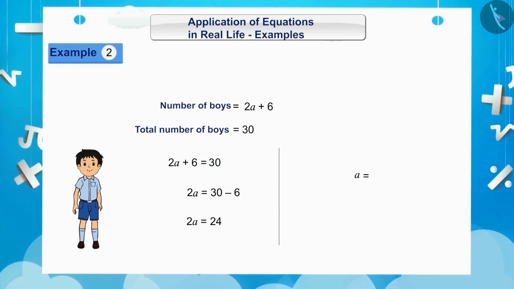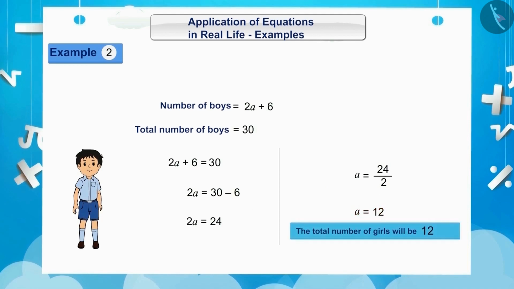To find the value of A, we will divide 24 by 2 in the RHS. Our new LHS will be A. Our new RHS will be 24 by 2. That is, A is equal to 12. Therefore, the total number of girls in the class will be 12.